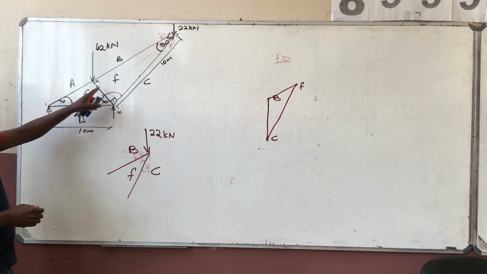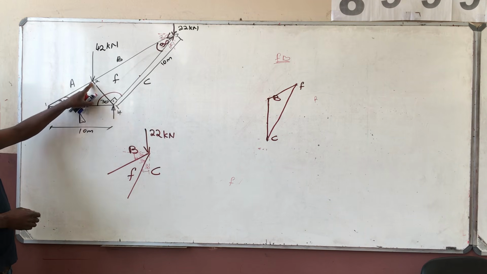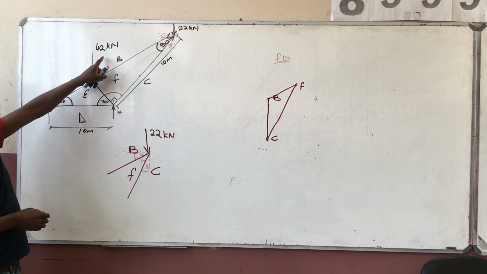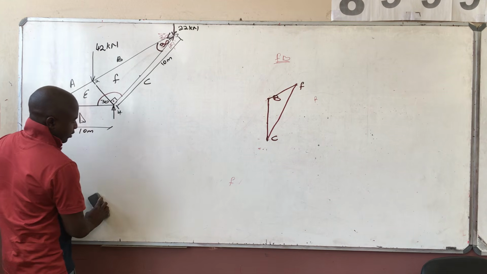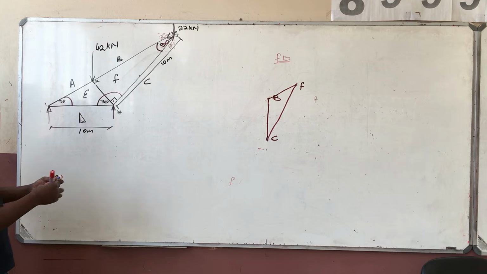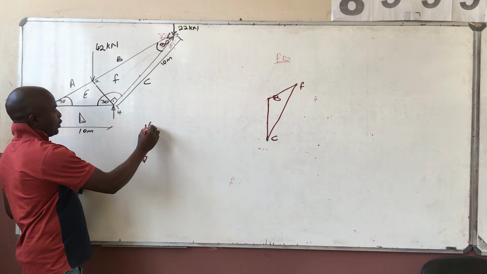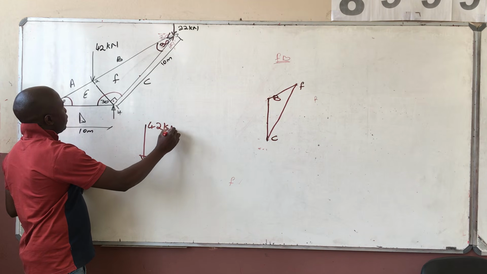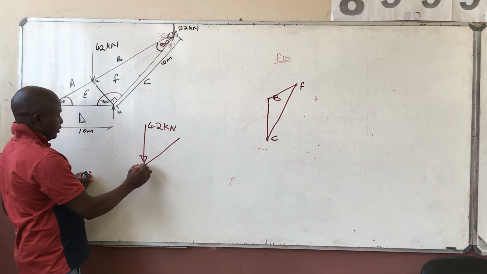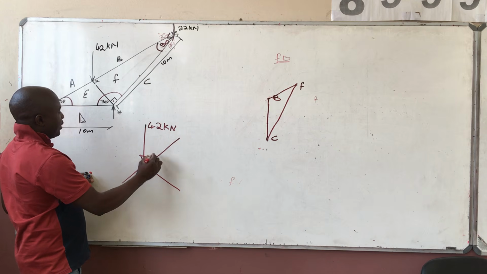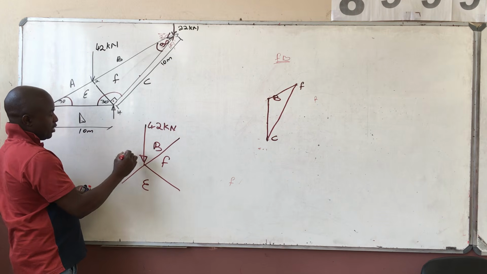So our next point is point 2 and point 4. We choose point 2 because point 2 at least has 1 newton. So this is 42 kilonewton. B F E A.